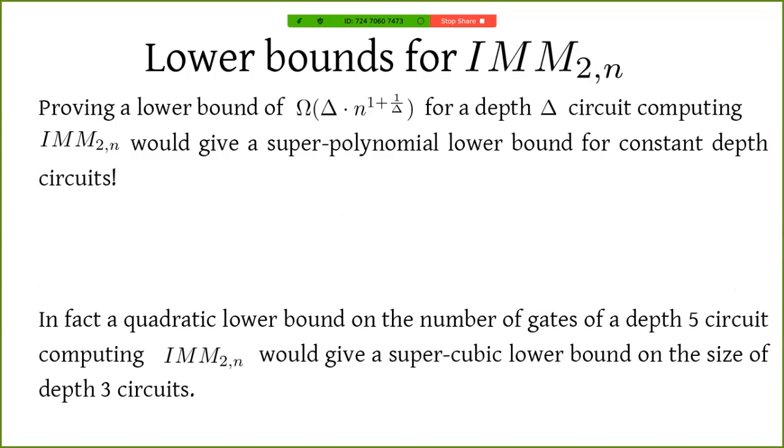Even for depth 5 circuits, we have the following observation. If we are able to prove a quadratic lower bound on the number of gates of a depth 5 circuit computing IMM2n, then we would have shown a super-cubic lower bound on the size of depth 3 circuits, and this would be an improvement on the almost cubic lower bound for depth 3 circuits from the work of Kayal, Saha, and Tavenas. Thank you.